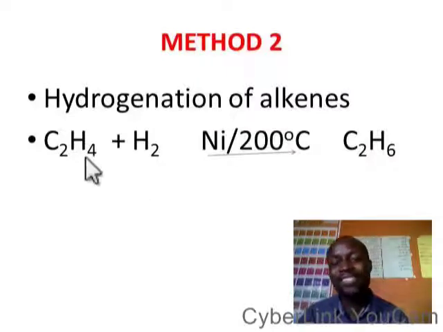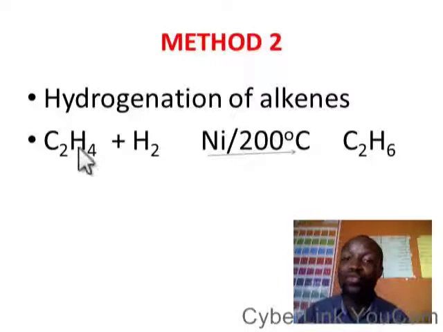Look at it. This is ethene plus hydrogen. The double bond will break. The catalyst here is nickel at about 200 degrees C temperature to give us ethane. That is how an alkane is prepared.